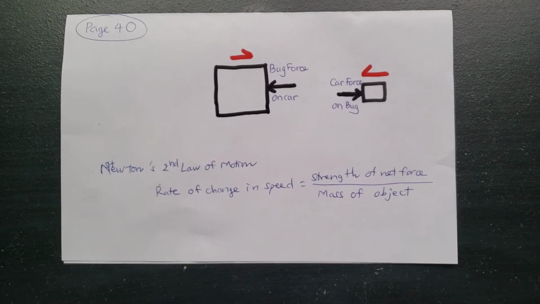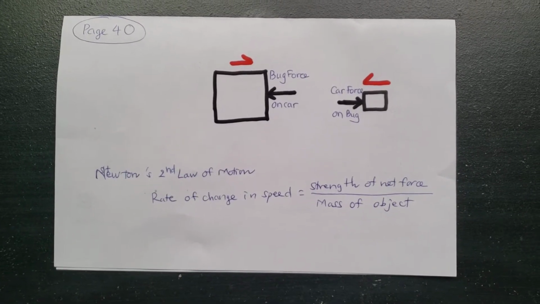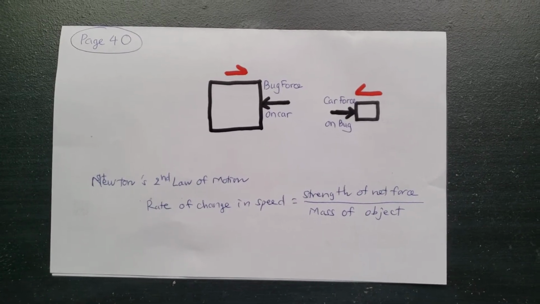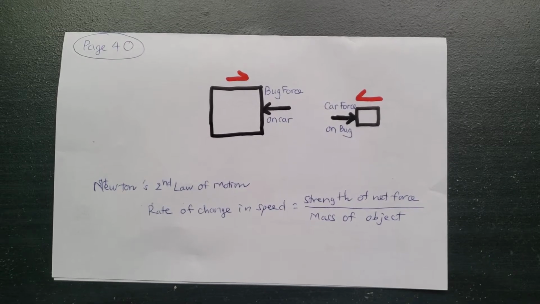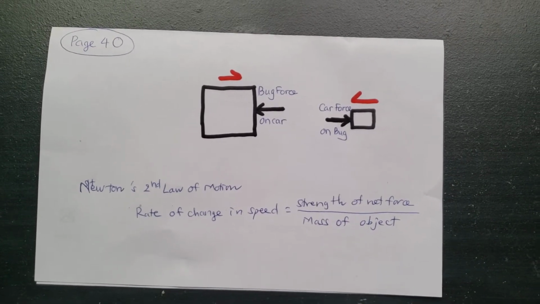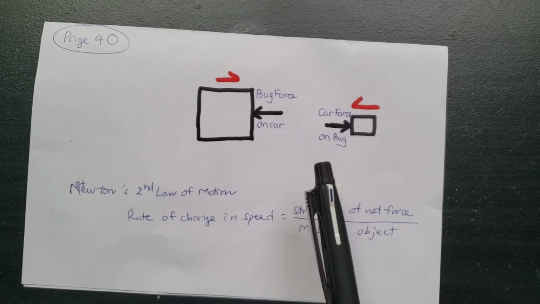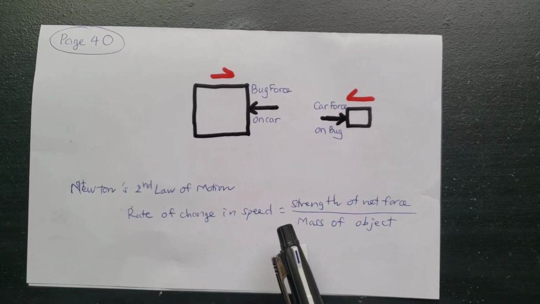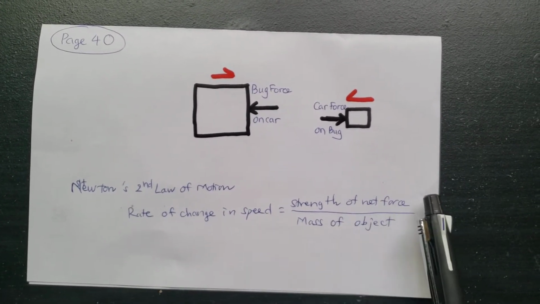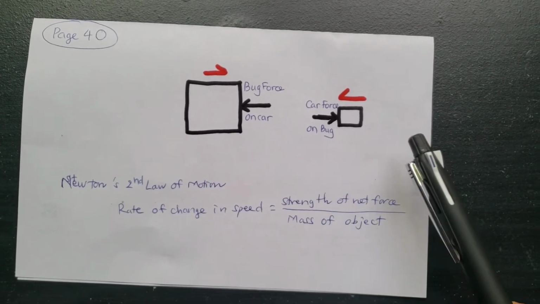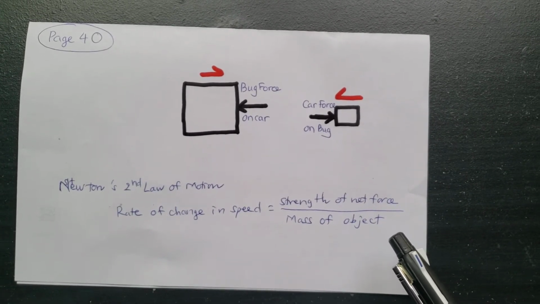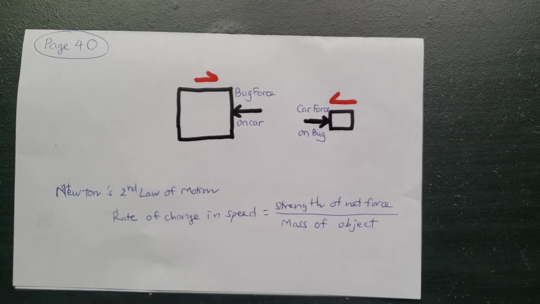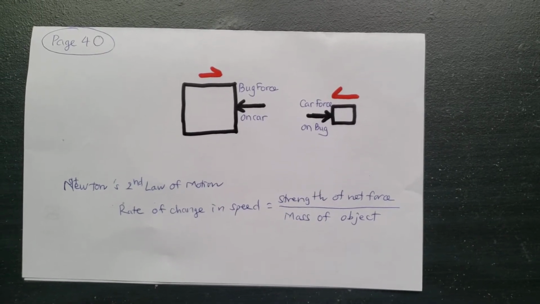Page 40. This is the diagram of the bird: when the bird flies up in the opposite direction and hits the car, both of them exert the same force on each other according to the third law of Newton. But because the rate of change in speed is different, because the strength of force is the same, but the bird has a mass lighter than the car, so it is easier to damage than the car, and that is why it becomes damaged.